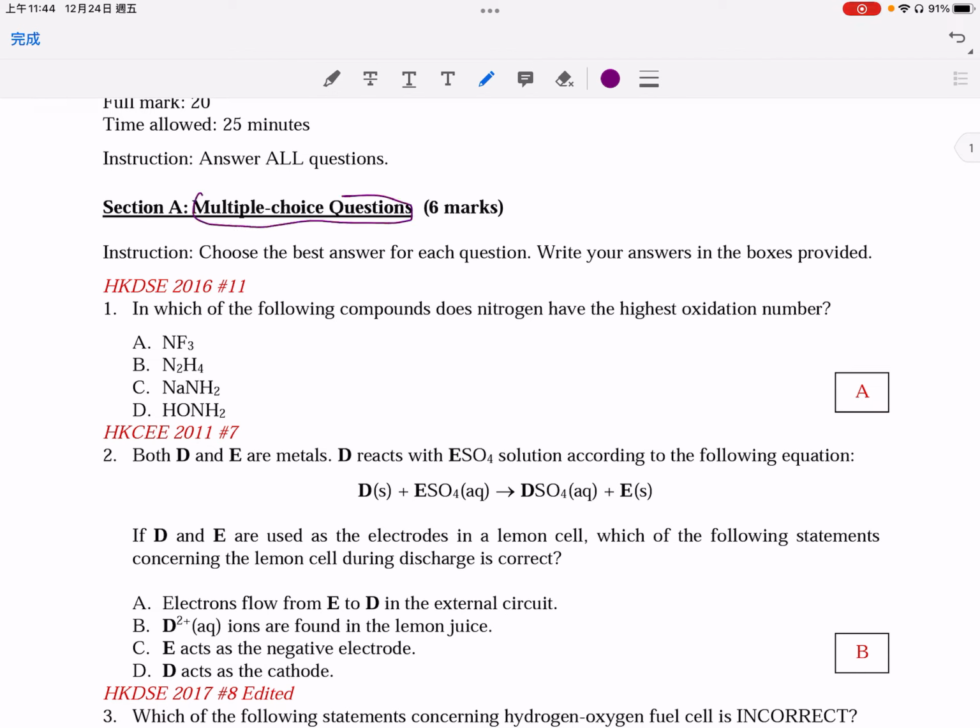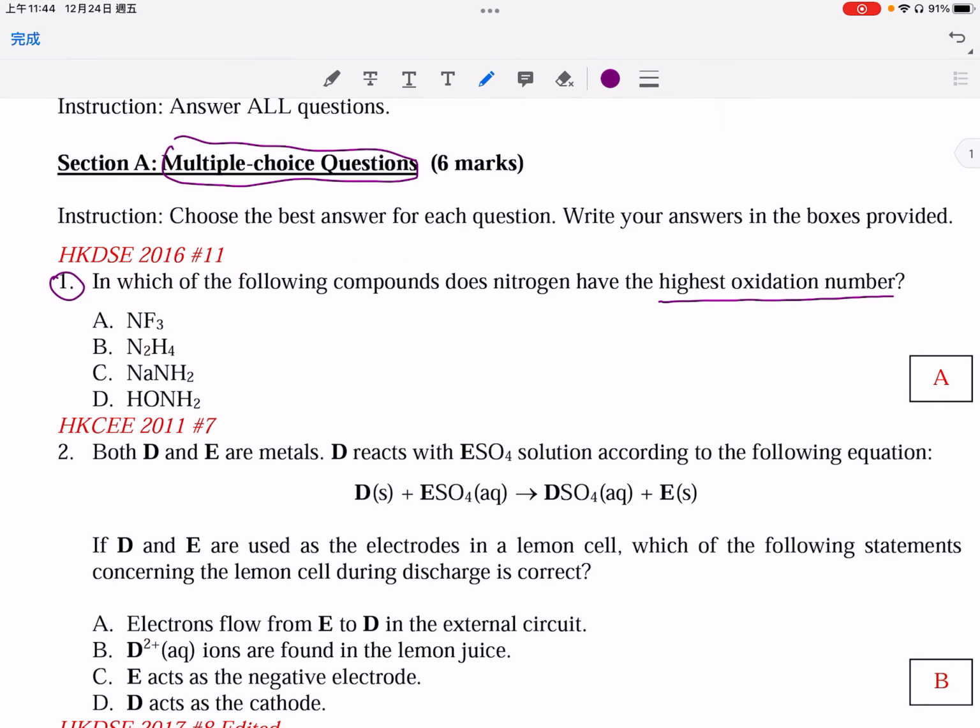Multiple choice questions first. Number 1, highest oxidation number. For nitrogen, it has many different oxidation numbers. In the compound NF3, make sure you know that F is the most electronegative element. So N has the oxidation number positive 3. In option B, H has the positive 1 as the oxidation number, therefore N should be negative 2.